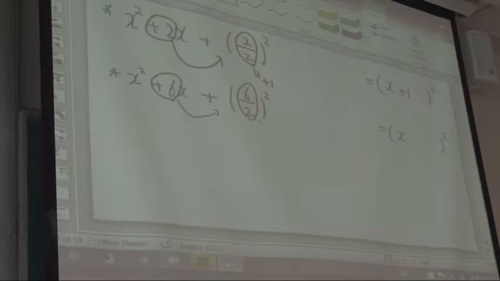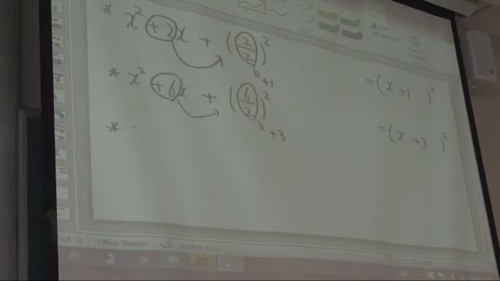Can you do the same thing with y? Yeah, sure, you just put it in that formula, the coefficient over 2 squared. It doesn't need to be x and it doesn't need to be y. It can be any variable. Only the coefficient. So plus 3, so we need a plus 3.